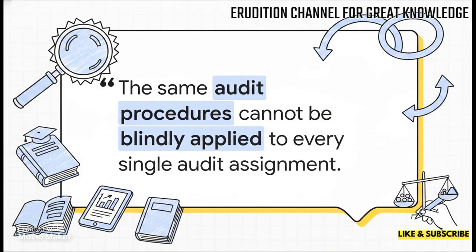And that brings us perfectly to this core principle from our source material. Quote, "The same audit procedures cannot be blindly applied to every single audit assignment." Think about it. Because an organization's accounting methods completely mirror its nature, an auditor's real job is to adapt. They have to adapt to that specific environment to actually get a true and fair view of the financial performance.